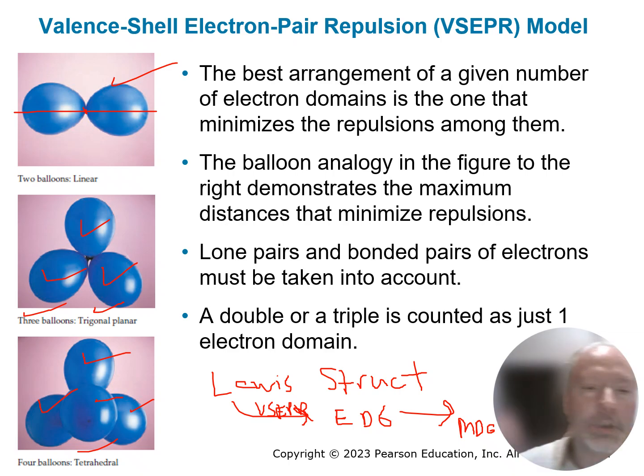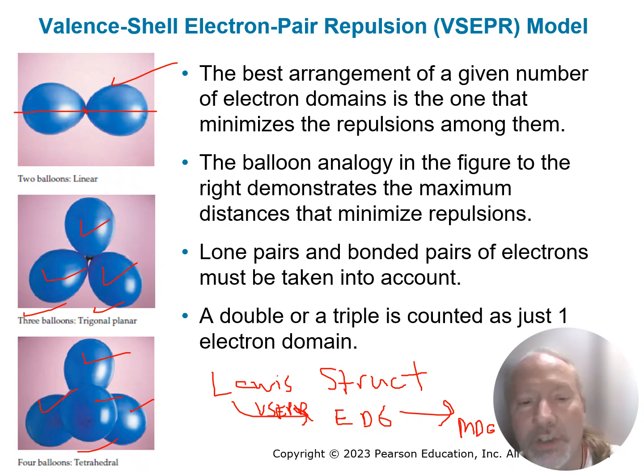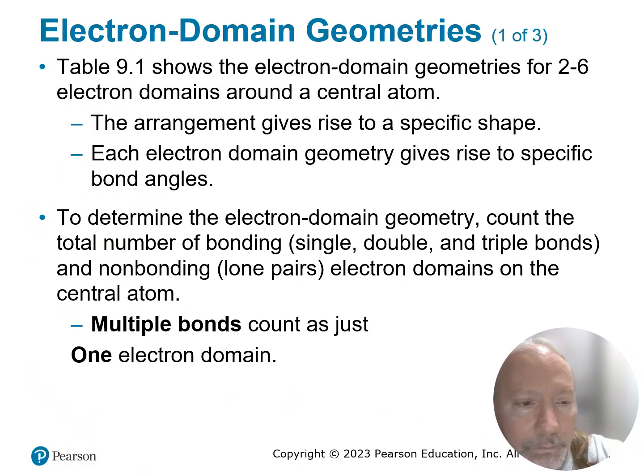Domains of electrons always repel each other, and they try to get as far away from each other as possible. If we have a double or a triple bond where we have 4 or even 6 electrons in a bond between two atoms, that's still only going to count as one electron domain. Even though there are more electrons in that domain, it's still localized to that area.